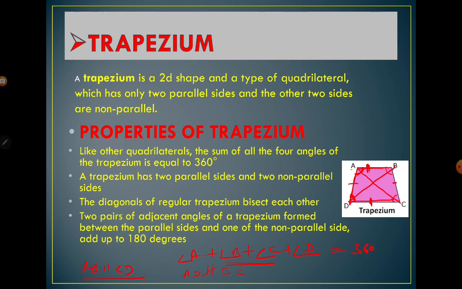Okay, if all these properties hold good for any quadrilateral, then that quadrilateral will be a trapezium. We can also call trapezium a trapezoid. So what is a trapezoid? A trapezoid is also a special type of quadrilateral, like a trapezium. There is one special type of trapezoid, that is the isosceles trapezoid. So what is the isosceles trapezoid?